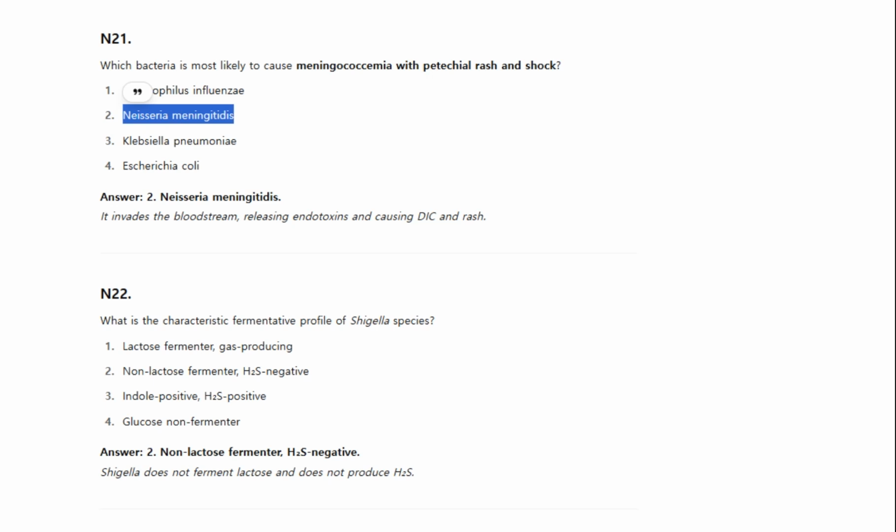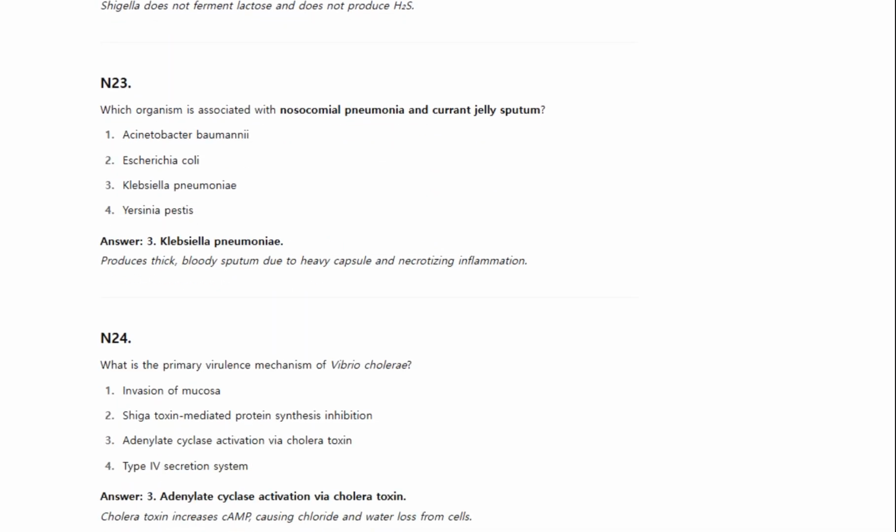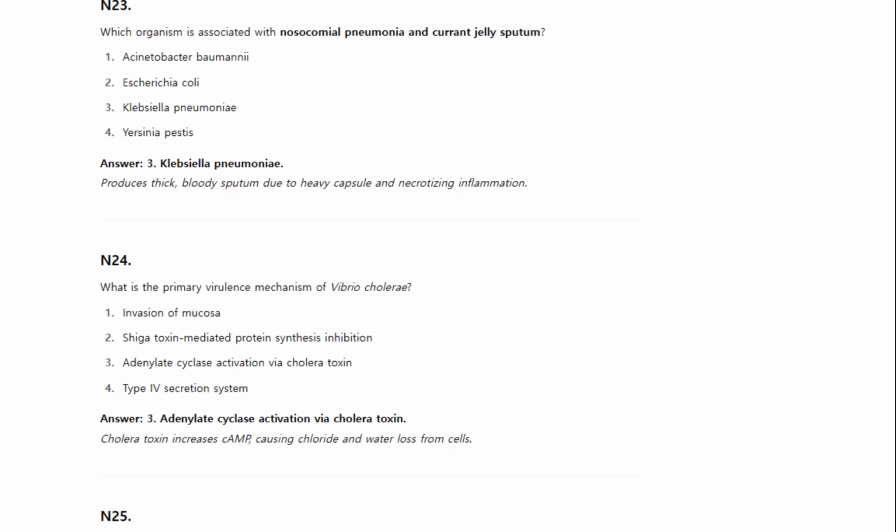N22. What is the characteristic fermentative profile of Shigella species? 1. Lactose fermenter, gas-producing. 2. Non-lactose fermenter, H2S negative. 3. Indole positive, H2S positive. 4. Glucose non-fermenter. Answer: 2. Non-lactose fermenter, H2S negative. Shigella does not ferment lactose and does not produce H2S.